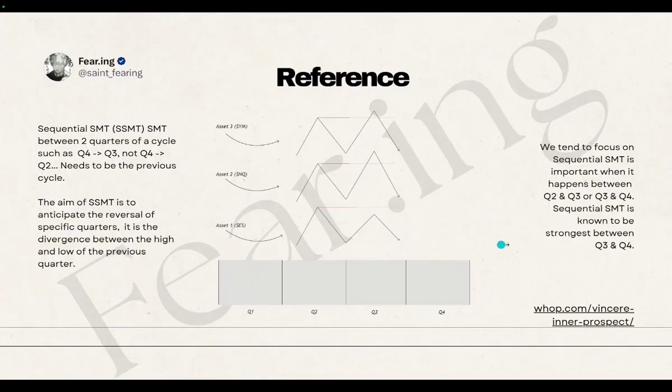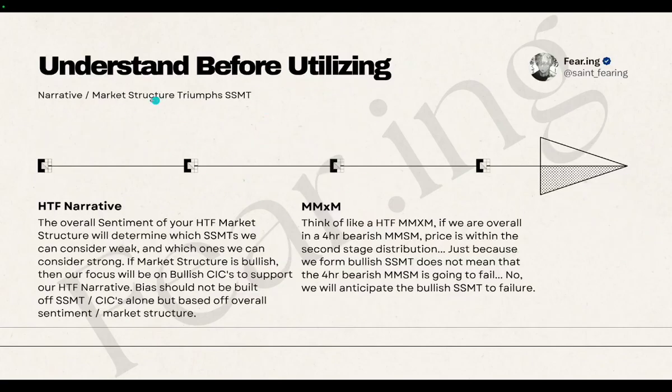Now obviously that has to be in line with what I'm going to talk about here, and that is higher time frame narrative. It's the biggest aspect of understanding sequential SMT, because you guys are going to think sequential SMT is going to be found at every single reversal, or that it is going to cause every single reversal every single time it forms. That is not the case. Higher time frame narrative and higher time frame market structure will forever triumph SMT. What that means is the overall sentiment of your higher time frame market structure will determine which SMTs we can consider weak and which ones we can consider strong.